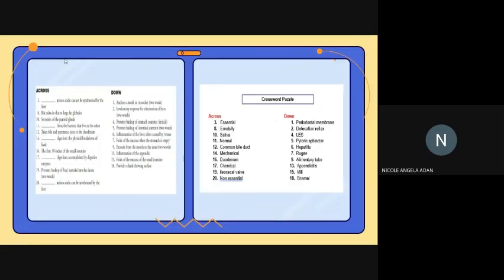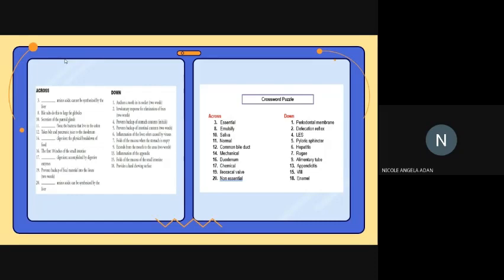Hey, I am Crystal Claire C. Agustin, and today I will be discussing our answers and crossword puzzle. Now, for across, number 3, blank amino acids cannot be synthesized by the liver. The answer is essential. 8, bile salts do this to large fat globules. The answer is emulsify. Number 10, secretion of the parotid glands.